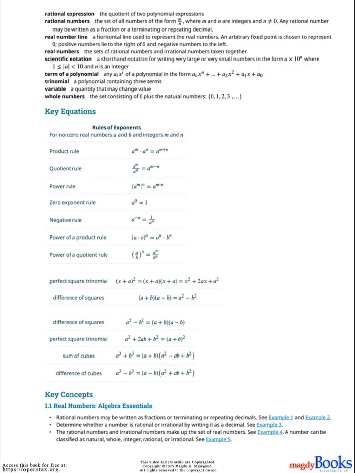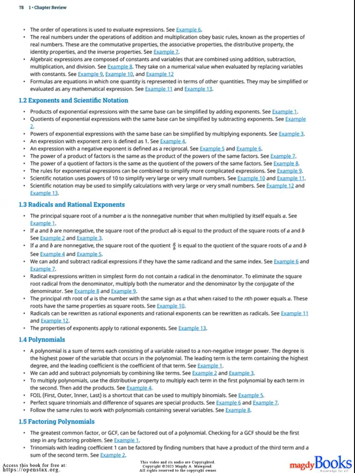1.1.3. The rational numbers and irrational numbers make up the set of real numbers. See Example 4. A number can be classified as natural, whole, integer, rational, or irrational. See Example 5. 1.1.4. The order of operations is used to evaluate expressions. See Example 6.